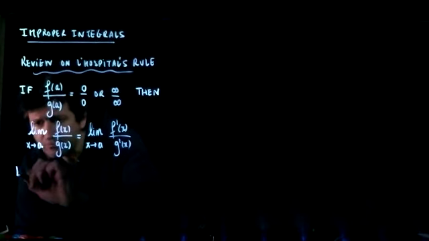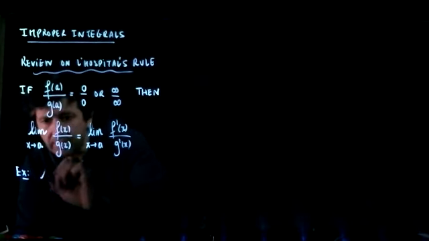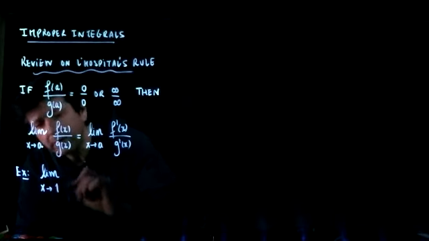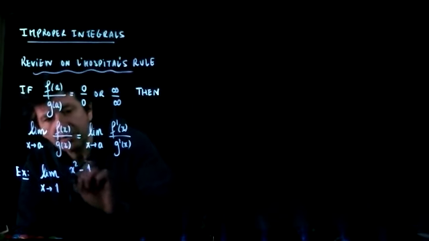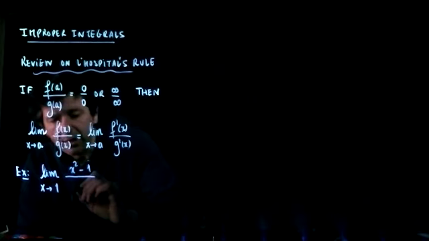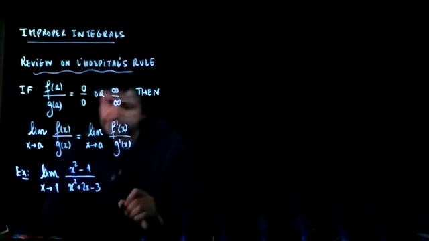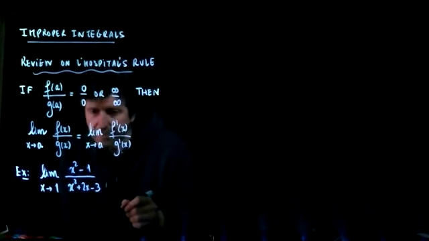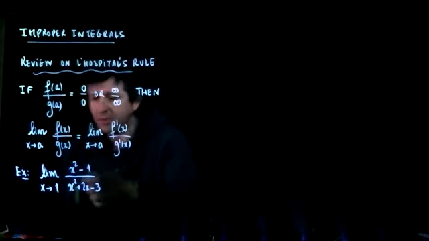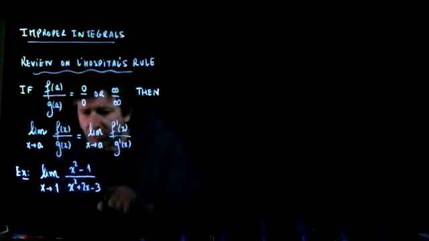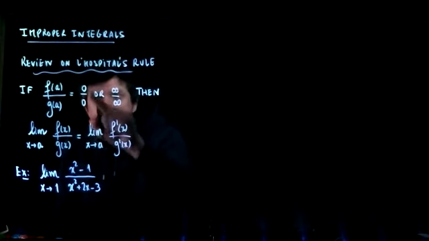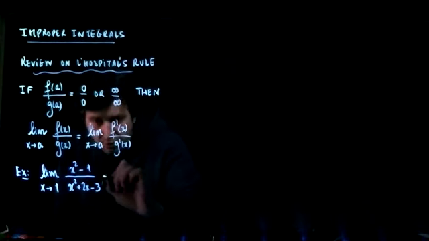So for example, let's start with an easy one. Limit as x approaches 1 of x squared minus 1 over x squared plus 2x minus 3. Okay, that's a very easy one. So I see that I have 0 over 0. If you plug in 1, you get 0 over 0. So I could apply L'Hopital's rule.